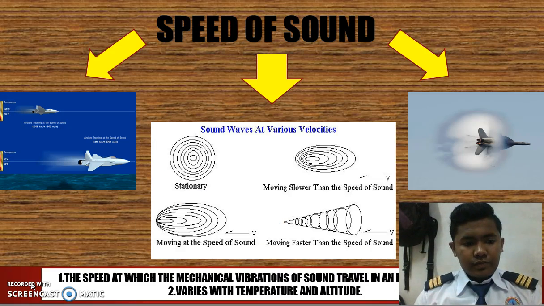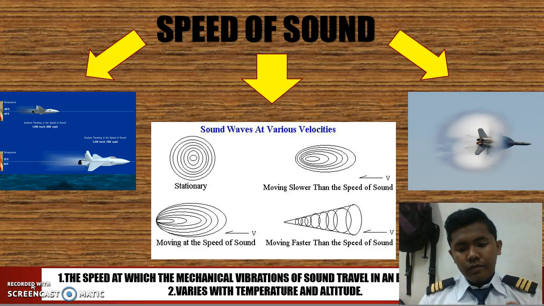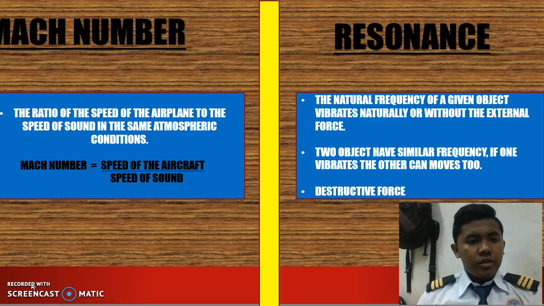Speed of sound: the speed at which mechanical vibrations of sound travel in an elastic medium. It varies with temperature and altitude. So you can see the diagram. The Mach number: the ratio of the speed of an airplane to the speed of sound in the same atmospheric condition. Mach number equals the speed of the aircraft divided by the speed of sound.